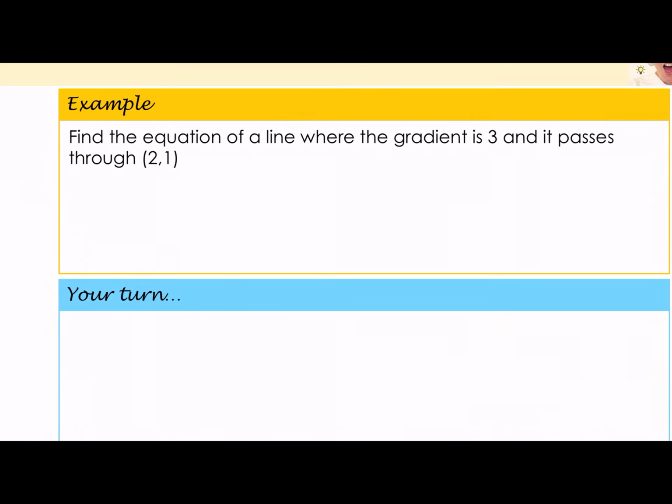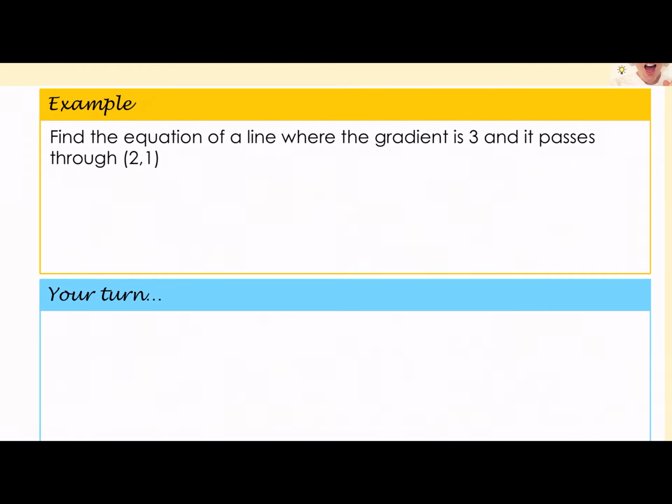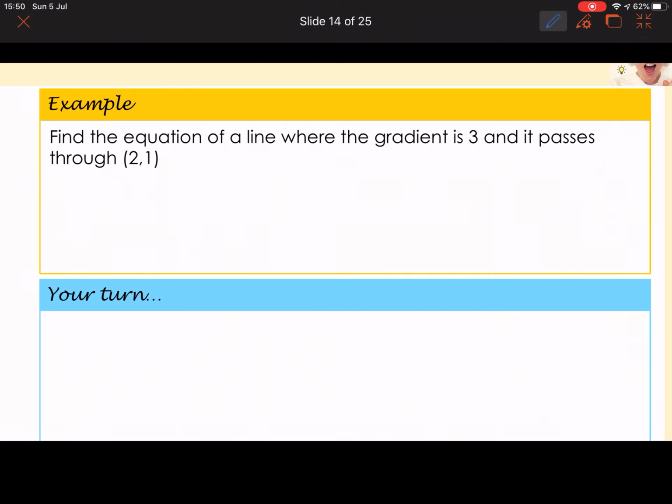Okay, this is slightly trickier. Find the equation of a line where the gradient is 3 and it passes through 2, 1. So again, let's start off like we did before. y equals, my gradient is 3, so 3x, I know that. I don't know c. And remember, that's not my y-intercept because it's 2, 1, not 0, 1.